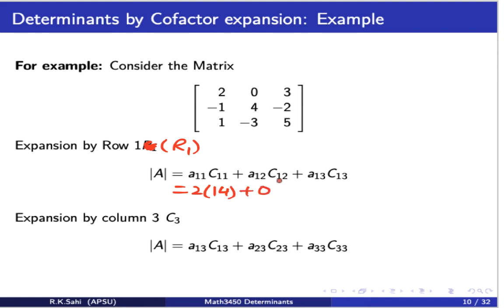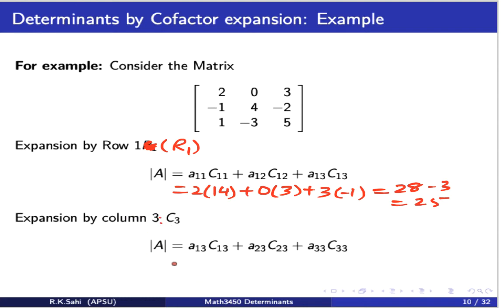A12 is 0. So what is C12? It's 3. A13 is a 3. And C13, remember, is minus 1. So what do we get? 28 minus 3, 25. Okay, let's see what happens if I do it by column 3, expansion by column 3.